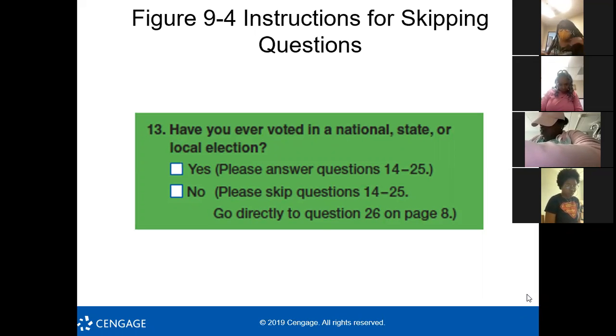Most of y'all probably haven't had to do taxes yet, but a lot of the tax paperwork is like that. Do you have any dependent children? Yes or no? If no, go on to question 27.